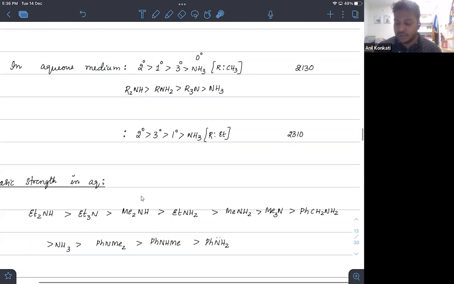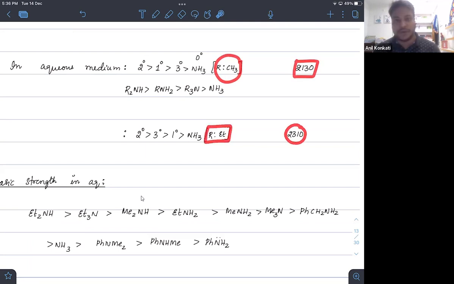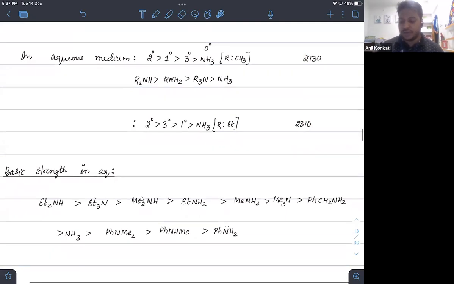2 degree, 3 degree, 1 degree, and ammonia. So 2130 is when R is a methyl group, and 2310 if R is an ethyl group. As you go towards propyl, butyl, and so on, usually it will become 3210, but it is not very good to comment on it unless we have experimental data. NCERT has strictly followed only these two, and nothing other than this has ever been asked. So learn it. If R is methyl and R is ethyl, what is the order in aqueous medium?